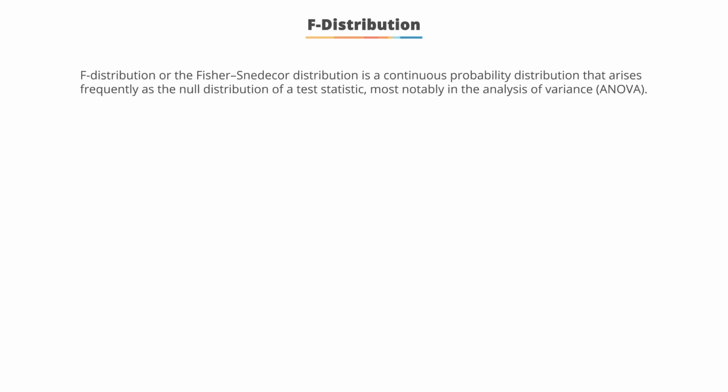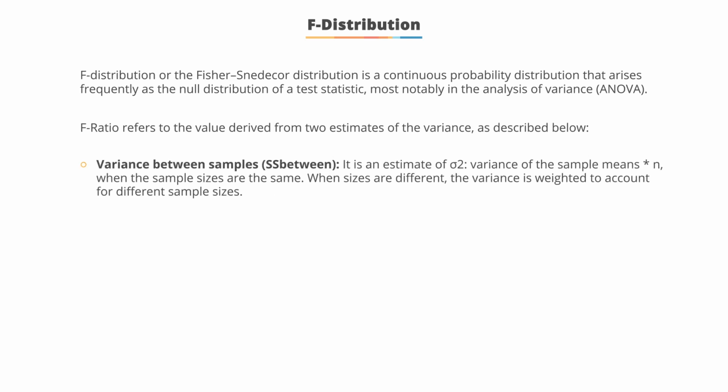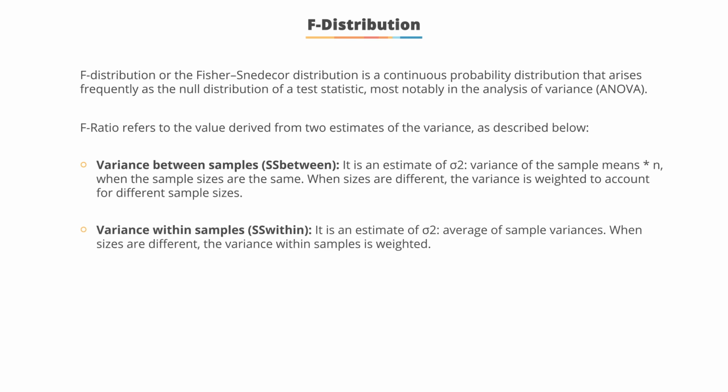The F distribution, also known as the Fisher-Snedecor distribution, is a continuous probability distribution that arises frequently as the null distribution of a test statistic, most notably in ANOVAs. And one of the important things to know is the F ratio, and that's a value derived from 2 estimates of the variance below. It's based on the sum of squares between samples and the sum of squares within samples.